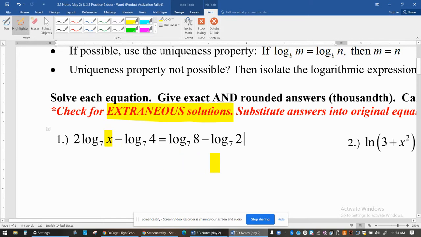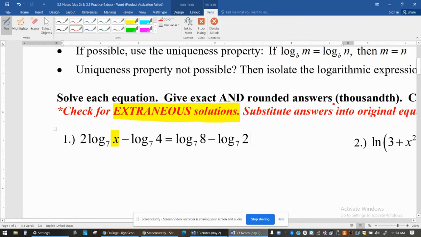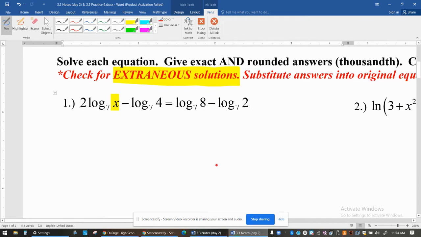If you get an answer of, let's say, 3, and you substitute it back in, that's okay, because the argument would be positive. We want to make sure that none of the values we get for our variable will make the argument negative. No negative arguments. If we get an answer like -3 and we substitute it, that would not work because we'd be taking log base 7 of -3, and that is not possible. So again, don't forget to check for extraneous solutions.